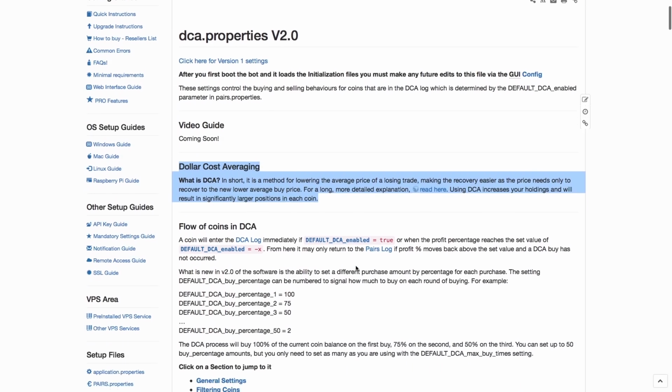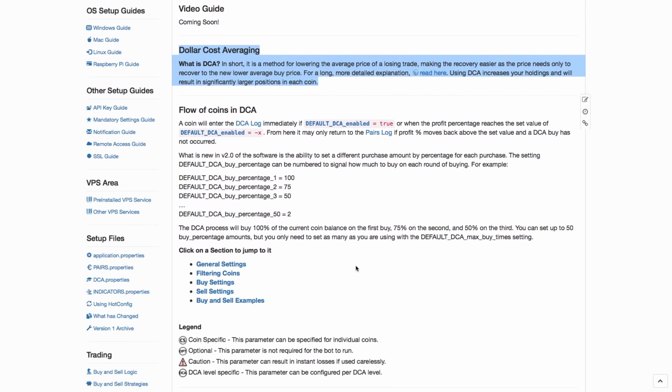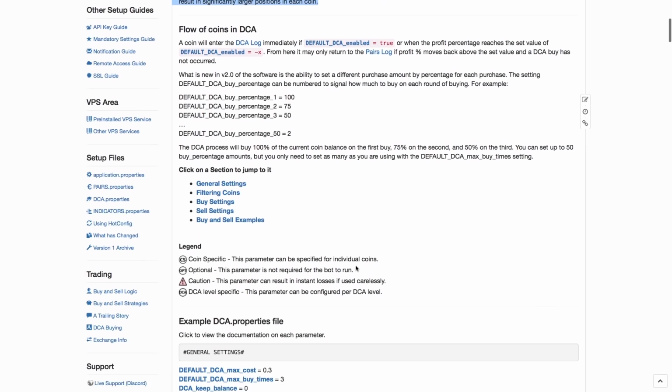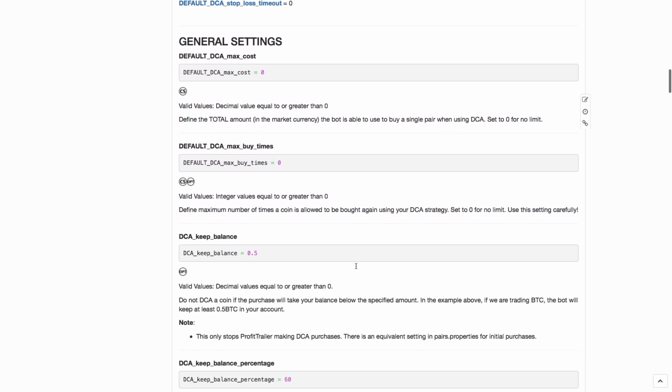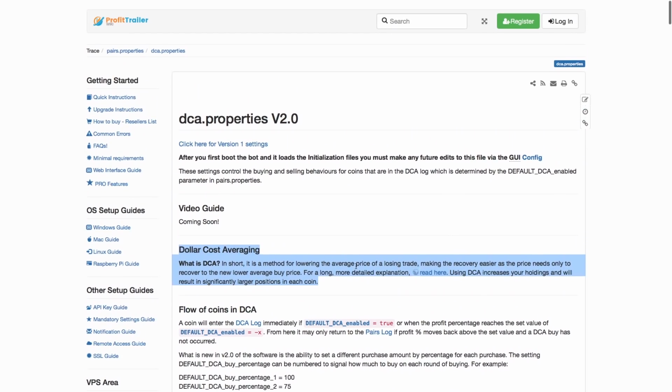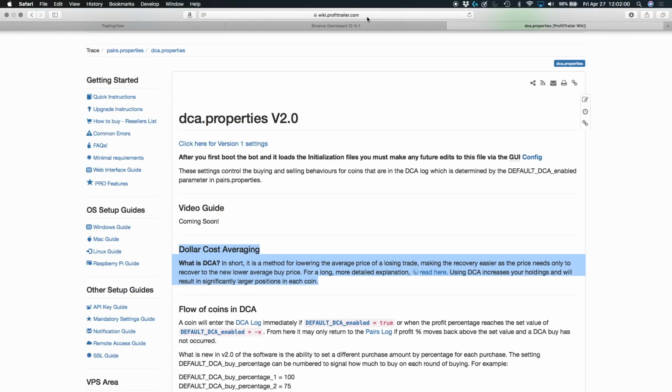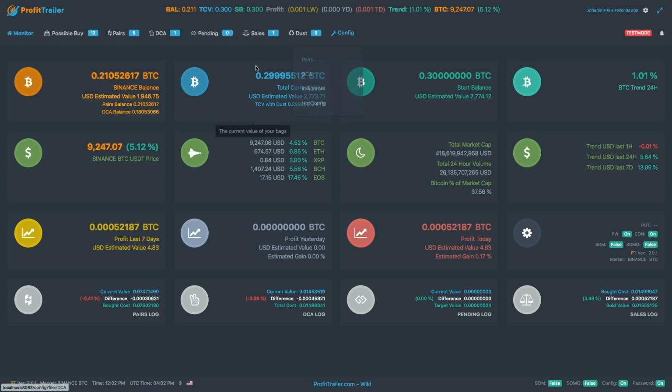So if you don't know how exactly to set up your DCA file for the initialization or the DCA config in your GUI, I highly encourage reading this entire page on all the settings. Make sure you fully understand each one of them before you start using DCA. It will make life a lot easier for you. Let's go on over to the monitoring page here, and I'll show you how to interpret your DCA log.